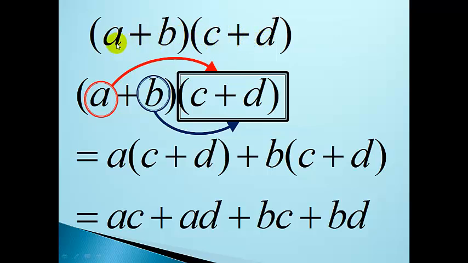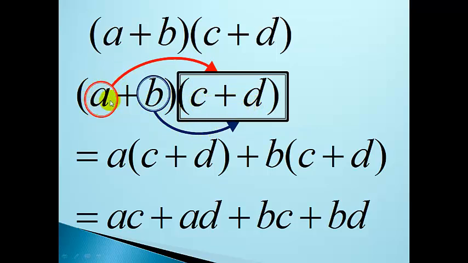The first term in the first bracket multiplies the whole of the second bracket, as indicated by the red arrow. That's the first term. A multiplies all the terms in the second bracket, that is c plus d. Also, the second term in the first bracket, b, multiplies everything in the second bracket. So a will multiply c plus d and b will also multiply c plus d.